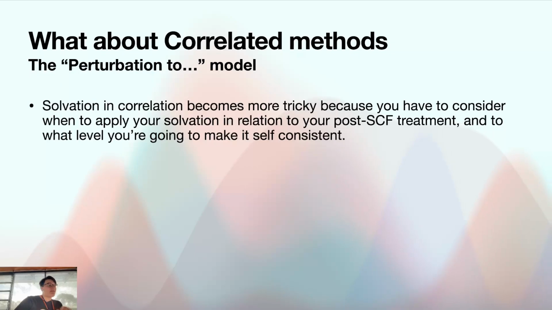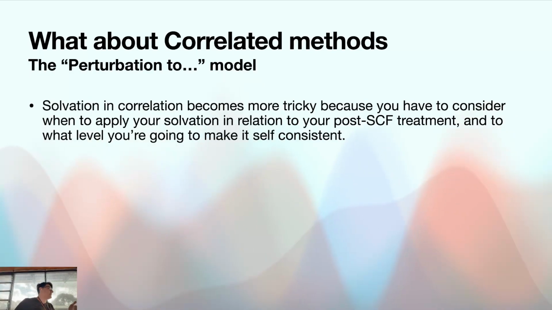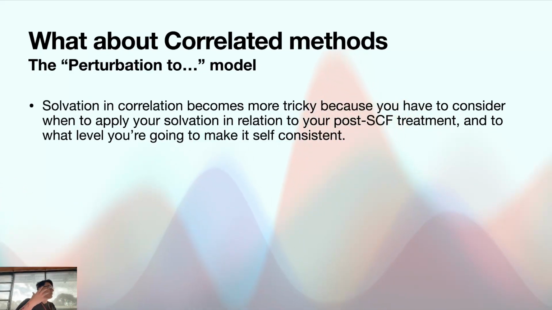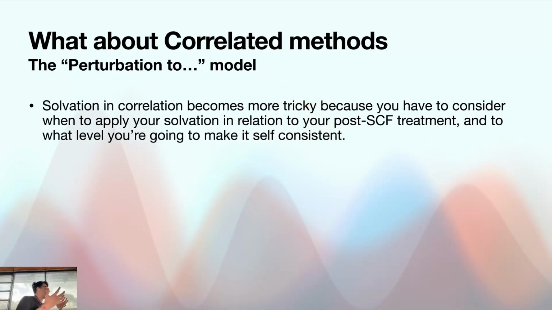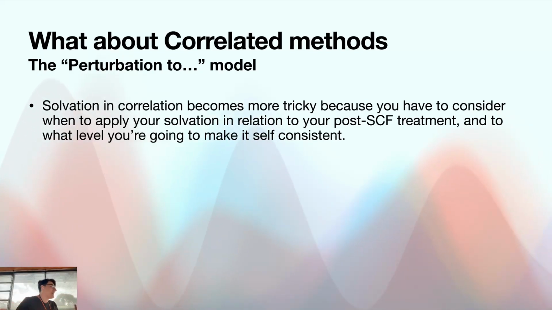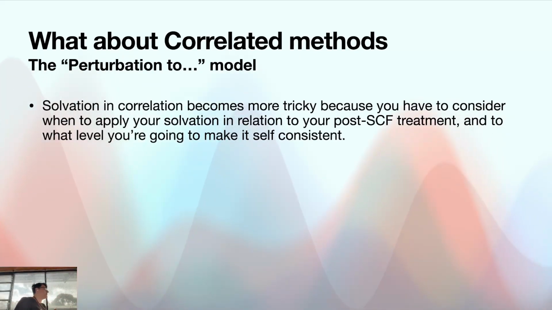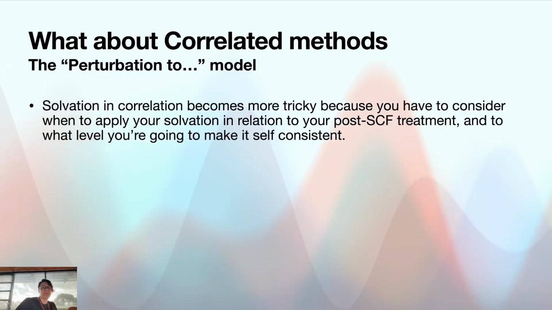So this is where it kind of gets tricky because we have to think about solvation in terms of correlation as well. And so the tricky bit is, when do you apply the solvation? Correlated methods become quite expensive. And if you think about what we do with the SCF, where we're iterating back and forth, we're making it self-consistent to some point. And that is self-consistent within that SCF procedure, which in most cases in non-correlated methods includes pretty much everything that we need to consider.